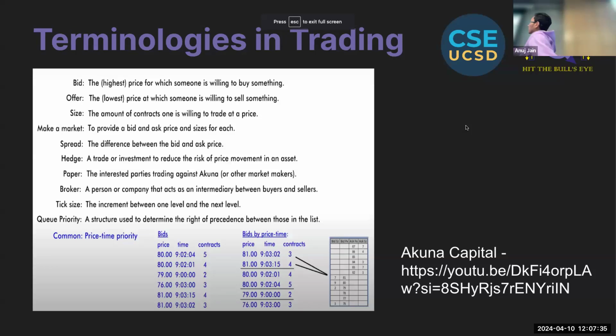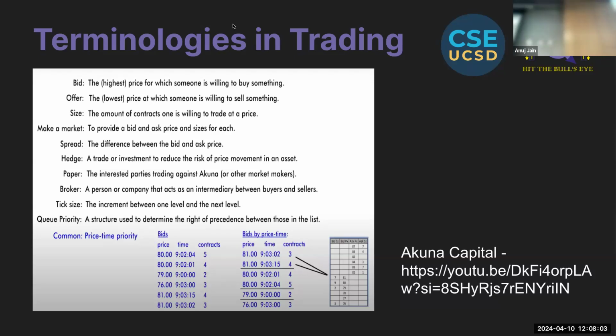So we talked about terminologies, mainly the bid, offer, size, and spread, which are very important here. Bid is the highest price which you are willing to buy something for. Offer is the lowest price you are willing to sell for, and size is the amount of stocks you are willing to sell or buy. Spread is the difference between bid and ask price.